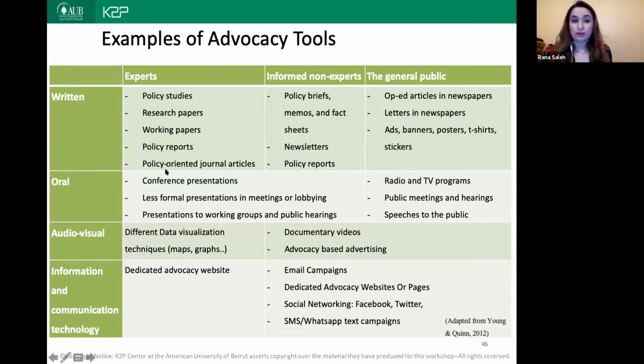for your stakeholder groups. So for example, if you're dealing with experts, then probably you can go with some policy studies, conferences and presentations, data visualization techniques, and so on and so forth. If you are working with informed non-experts, then you would probably have some videos, have some data visualization techniques, and other easier material to grapple with. If you're working with the general public, ideally you would go with the media, campaigns, speeches, and so on and so forth.